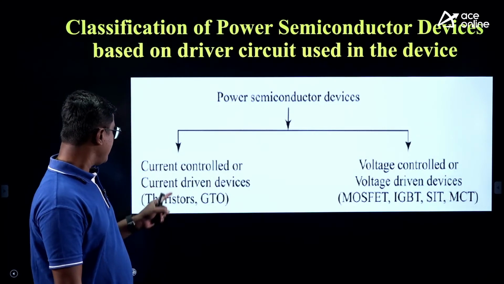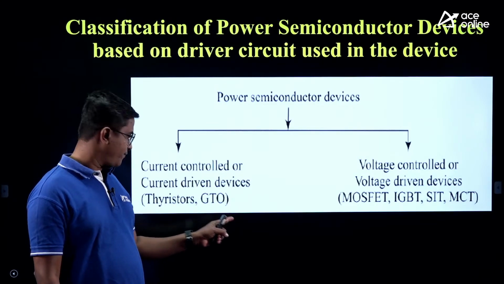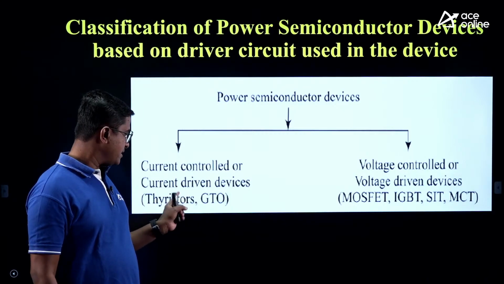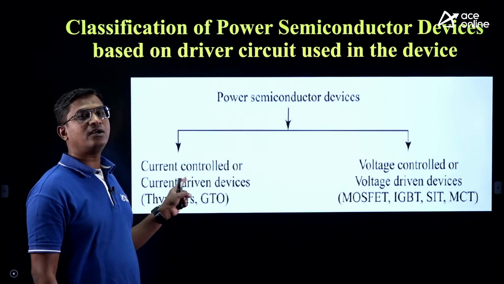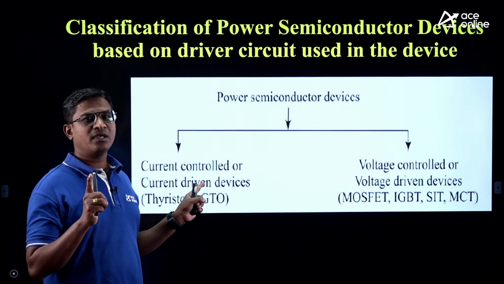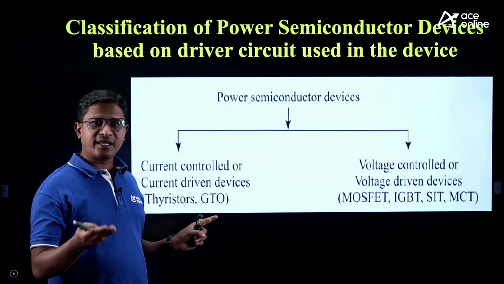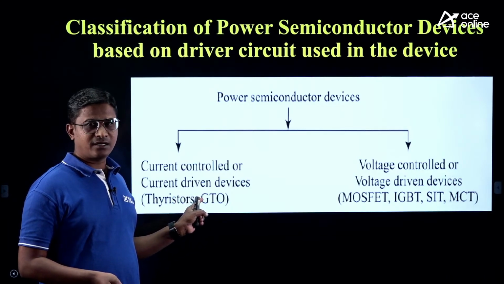If you check, in current control devices we have the GTO, that is gate turn off, and the thyristor, that is SCR. Thyristor means SCR, okay. SCR or thyristor and GTO are the current controlled devices. Strictly speaking, SCR is a charge control device, but the most popular method of triggering the SCR is gate triggering. That's why it is also known as current triggered.